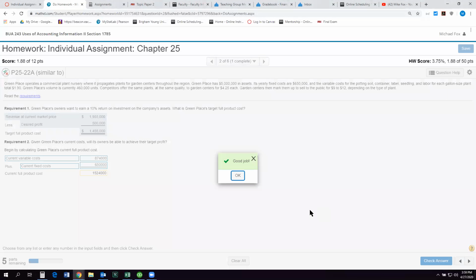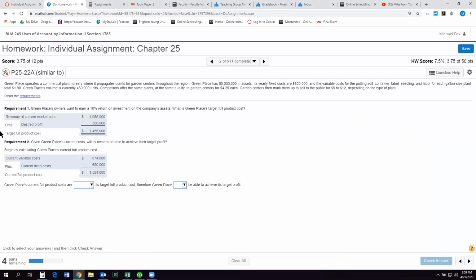Check that one. All right. So it's not looking good, right? Our target cost is 1,455,000, but our current cost is 1,524,000. So since our full product cost is higher than the target full product cost, Green's Place will not be able to achieve its target profit.